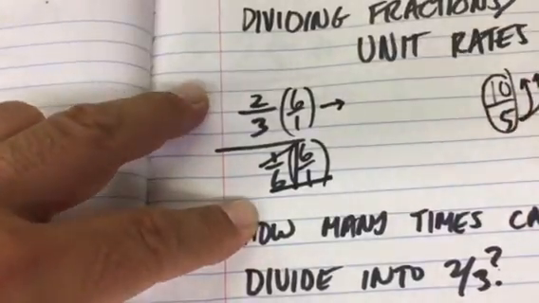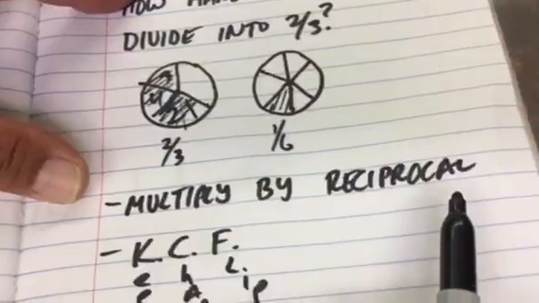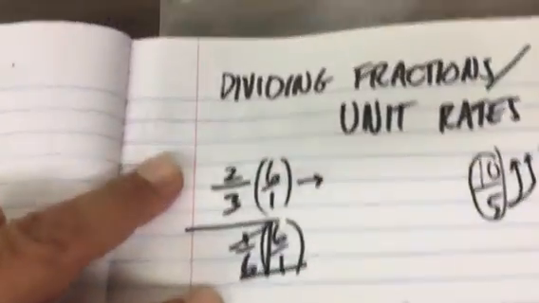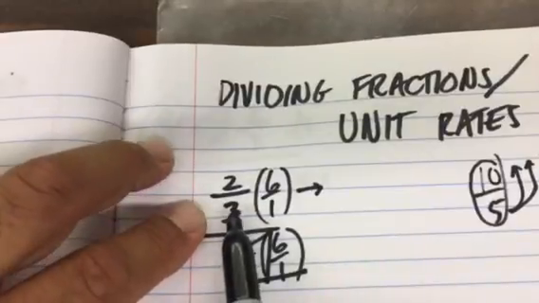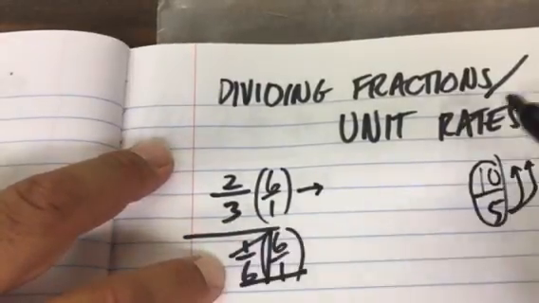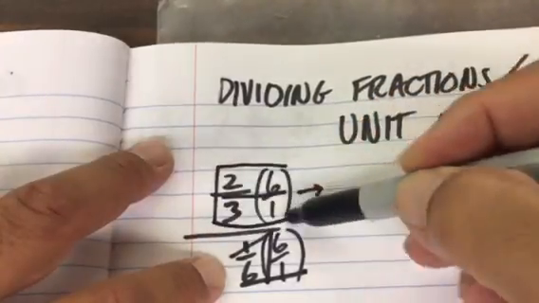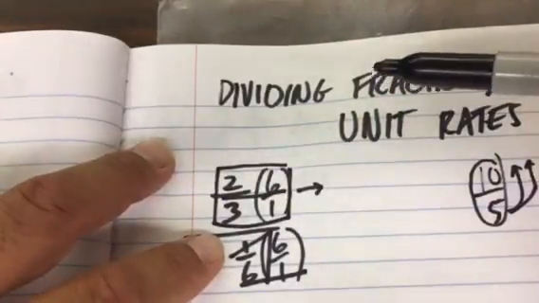And many of you, when you think of dividing fractions, you think of multiply by the reciprocal or keep, change, flip, KCF. That's what we're doing here. We're keeping the 2/3 and we're multiplying by the reciprocal. And when we do that, now we have multiplication of fractions, which is 2/3 times 6/1.